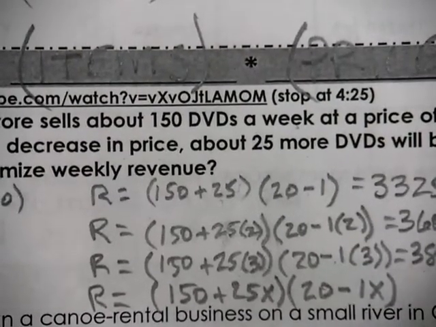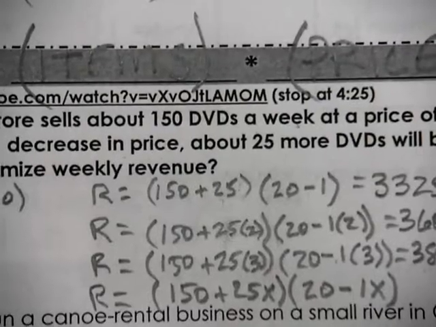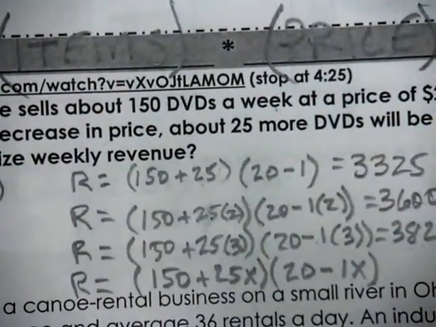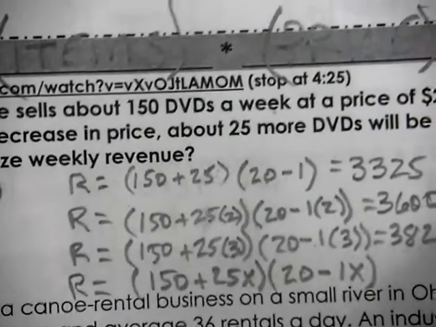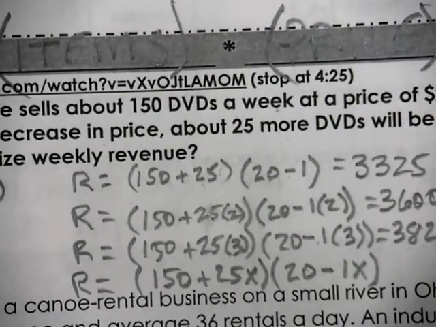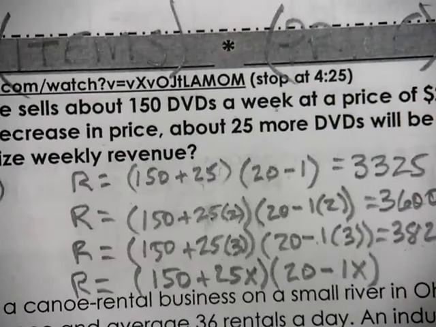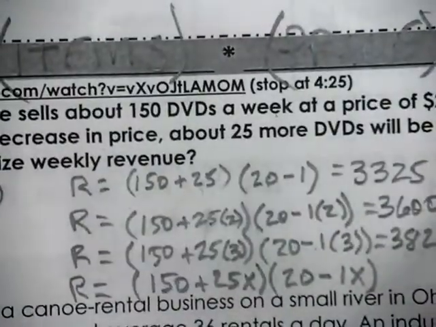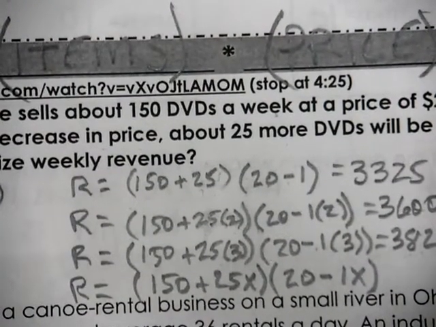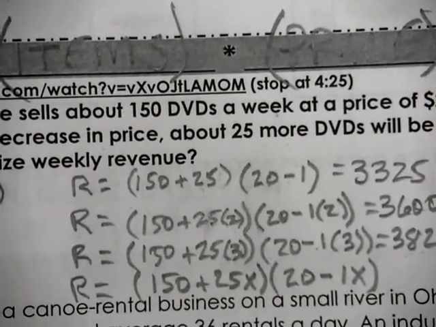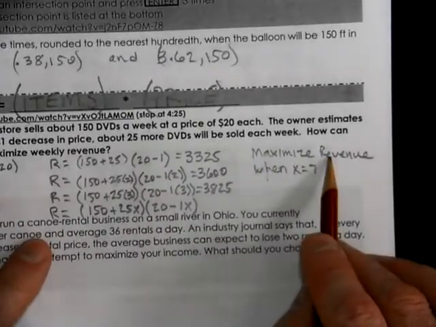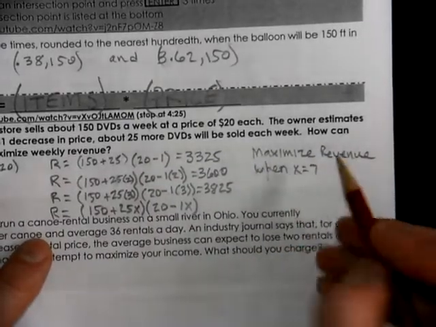So we maximize income, or maximize revenue, I think we have to call it. Maximize revenue when X equals 7. Oh, you can't see that. Sorry. Maximize revenue when X equals 7.